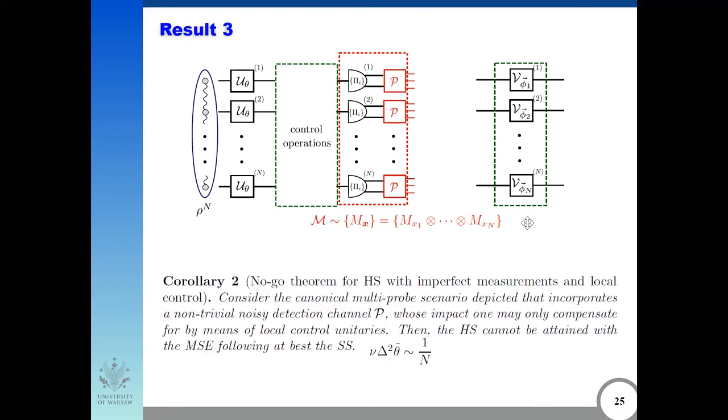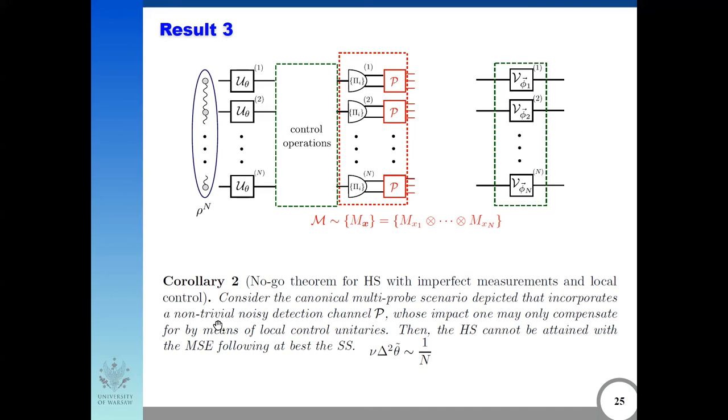We state this as a corollary, which says that whenever we have a non-trivial noise, and I will tell you what non-trivial is, focus on this scenario for now with the perfect plus stochastic map. Whenever this stochastic map is non-trivial, and you try to compensate for it by just local control operations, you cannot attain Heisenberg scaling, and your mean square error follows at best the standard scaling.